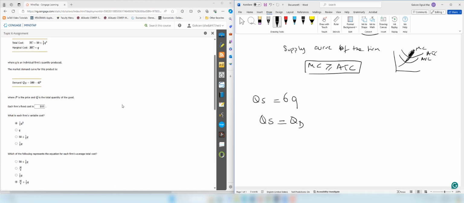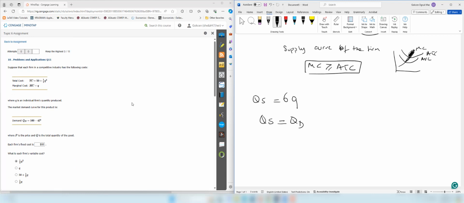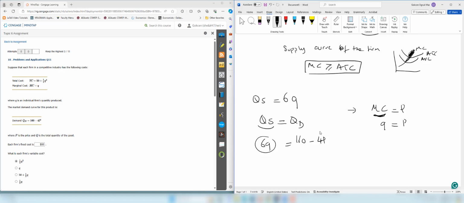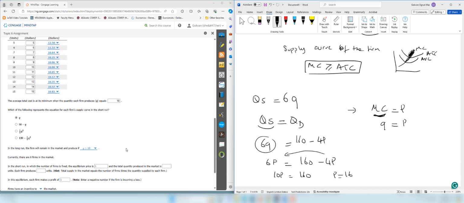So we need to go up and find the demand equation, which is 160 minus 4P. For quantity supplied, we have 6Q, but we know that in a perfectly competitive market, firms choose a quantity where MC equals P. Since MC is defined as Q, Q equals P, therefore we can substitute P for Q here. 6P is equal to 160 minus 4P, and if you move 4P over, 10P is equal to 160, and from here P is equal to 16. So the right answer is 16.